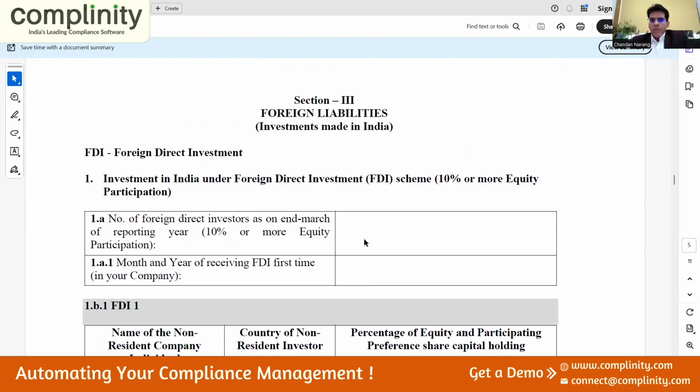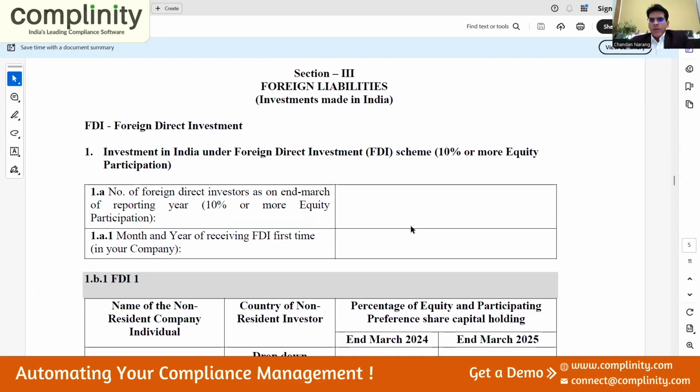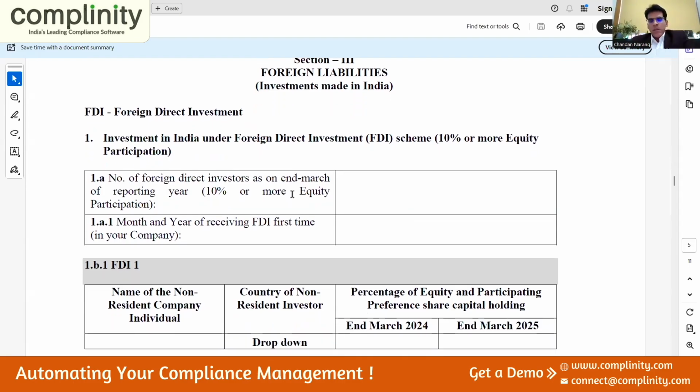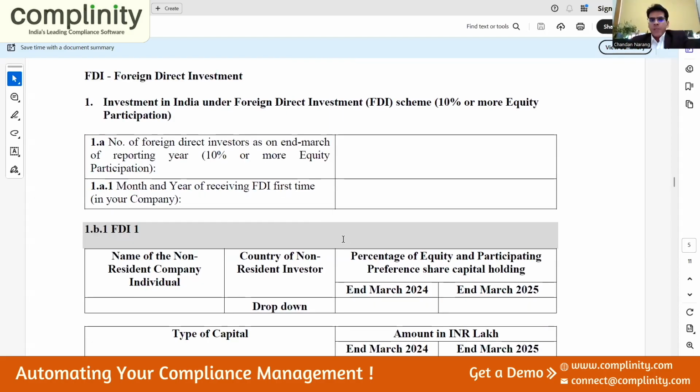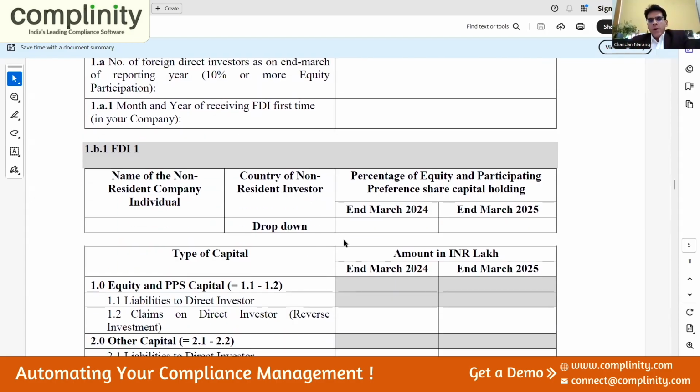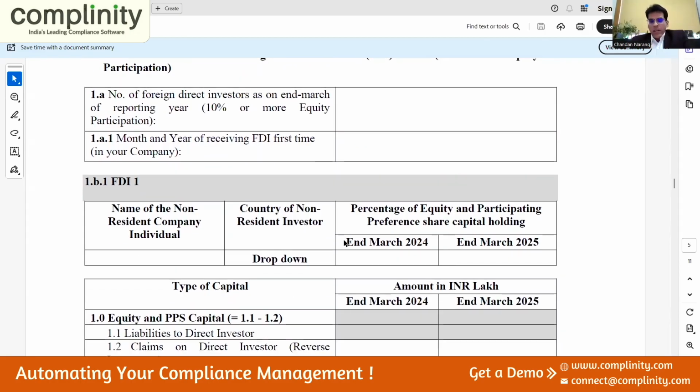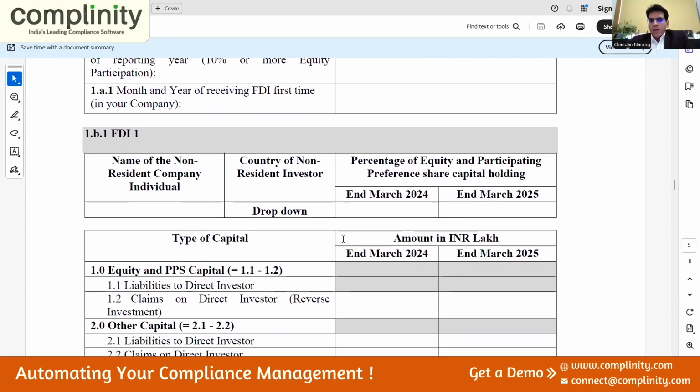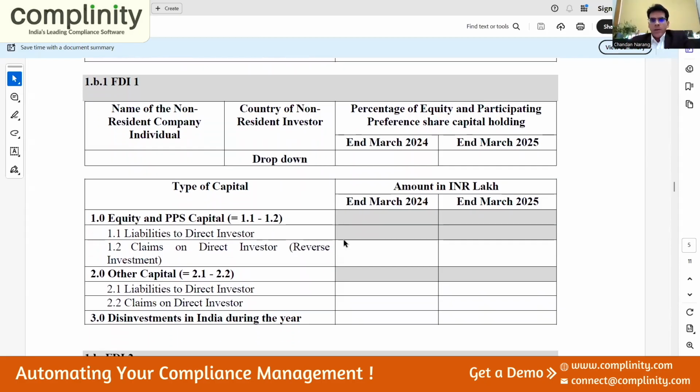So 10% or more equity participation. Equity means equity and participating preferences both, as I mentioned. You need to mention how many foreign direct investors are holding 10% or more of such capital, and the month and year of receiving FDI for the first time in your company, not from one particular investor, but the first time your FDI is received in your company, right? Then the details about the foreign direct investors who have more than 10% shareholding in your company.